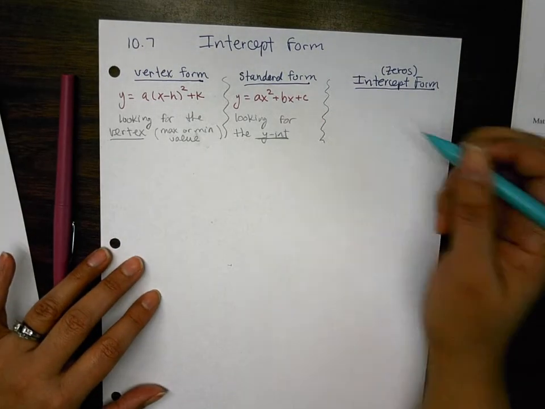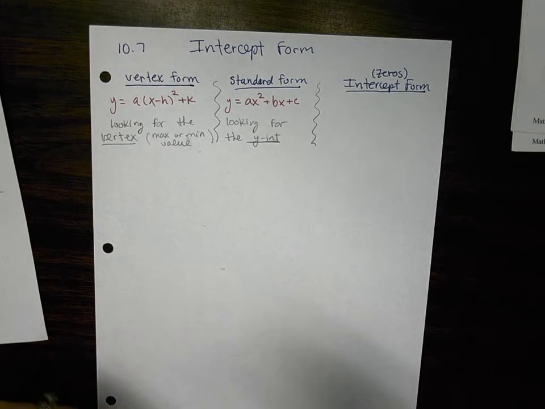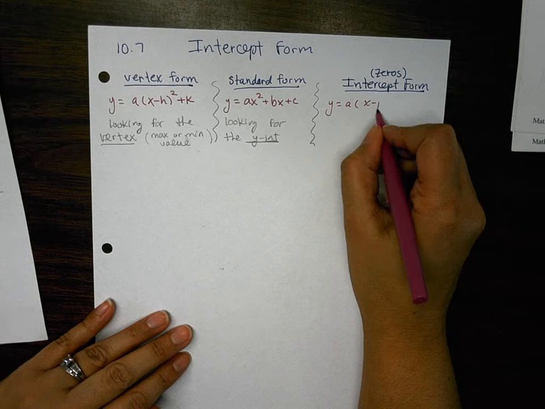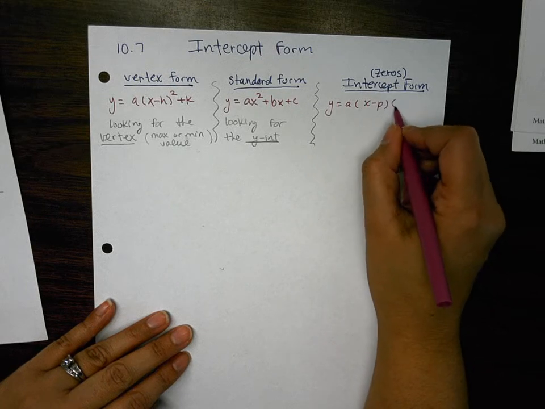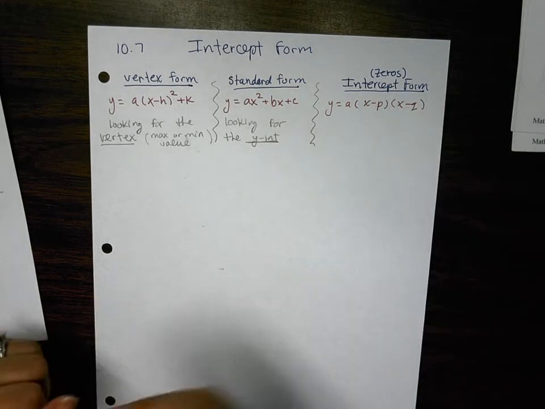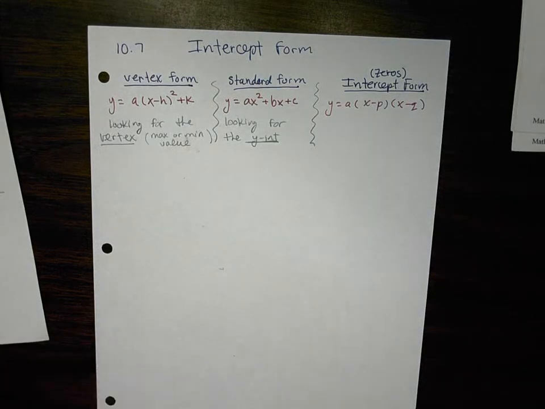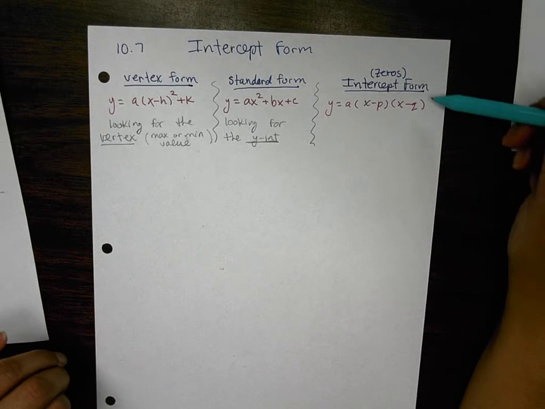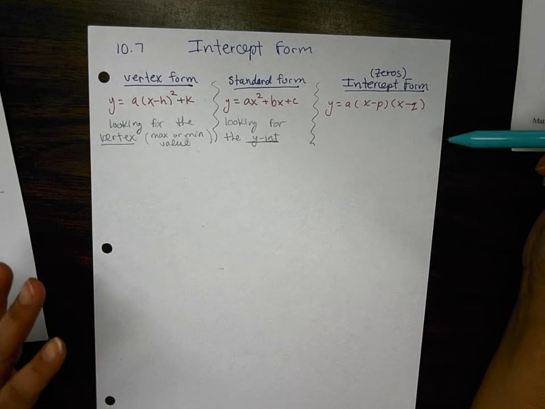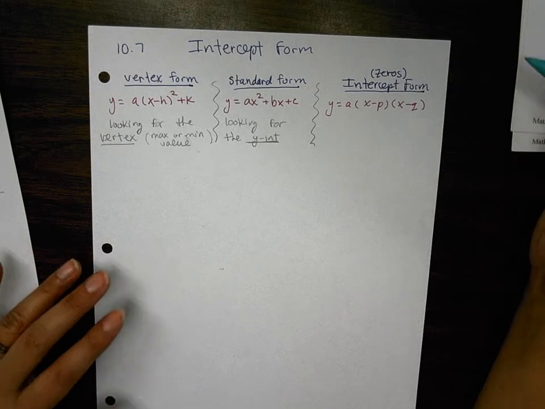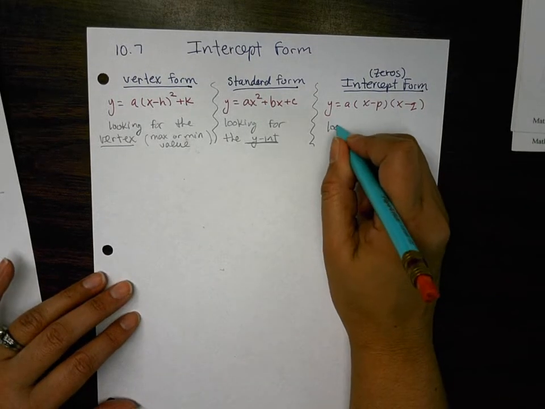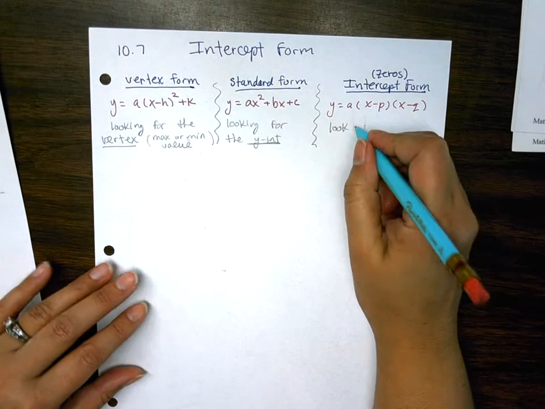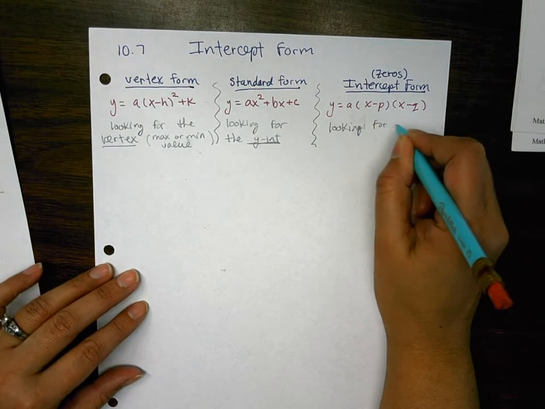All right. And the last one is the new one that we're working with today, intercept form. And it looks like this. y equals a(x minus p)(x minus q). Now, we've seen them like this before. We haven't really talked about this form. It's called the intercept form. And what is it nice for? Looking for the what? Good job. Looking for the x-intercepts.